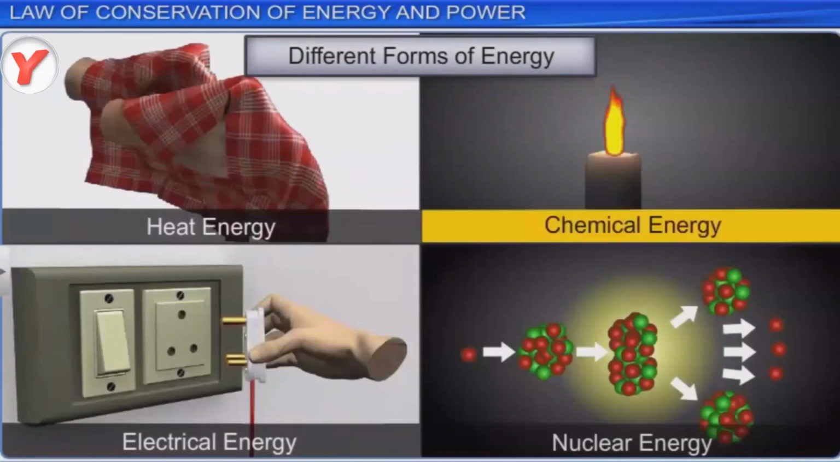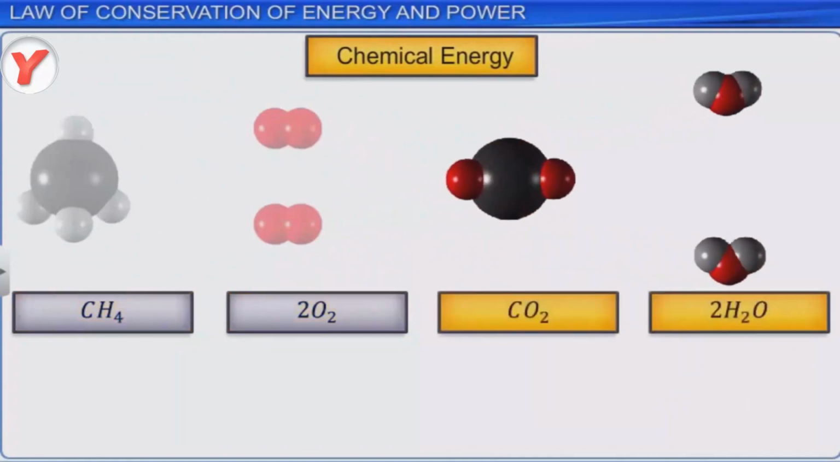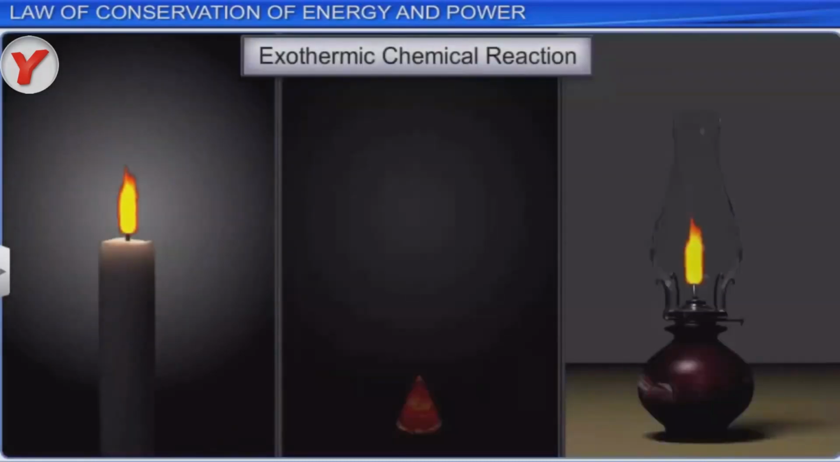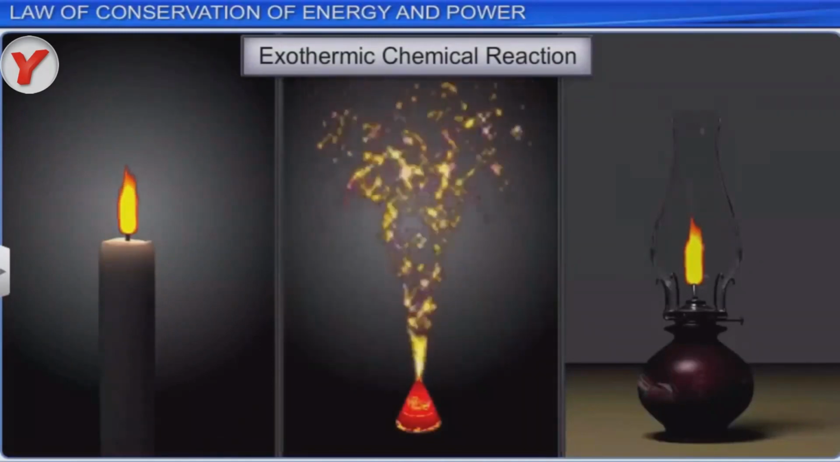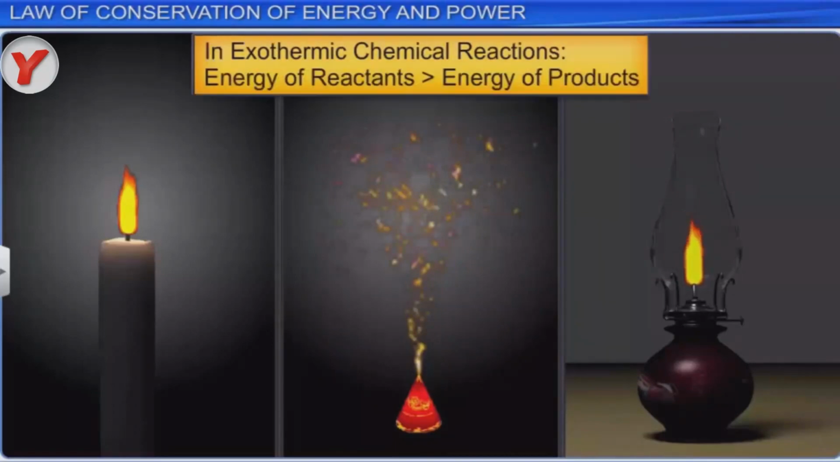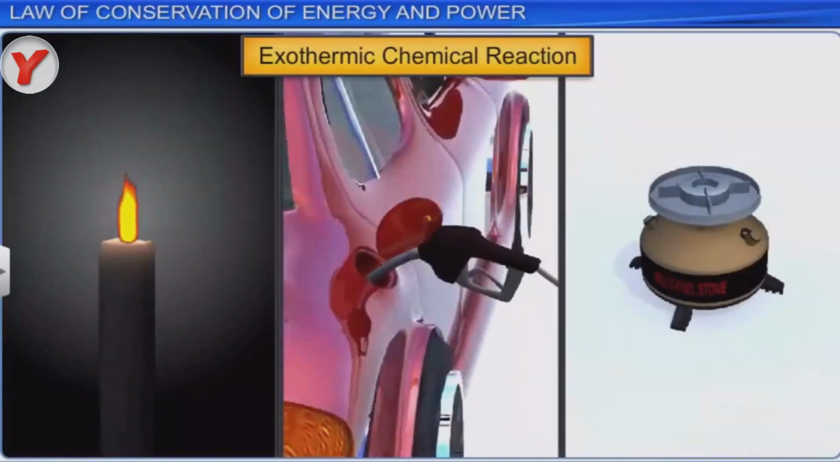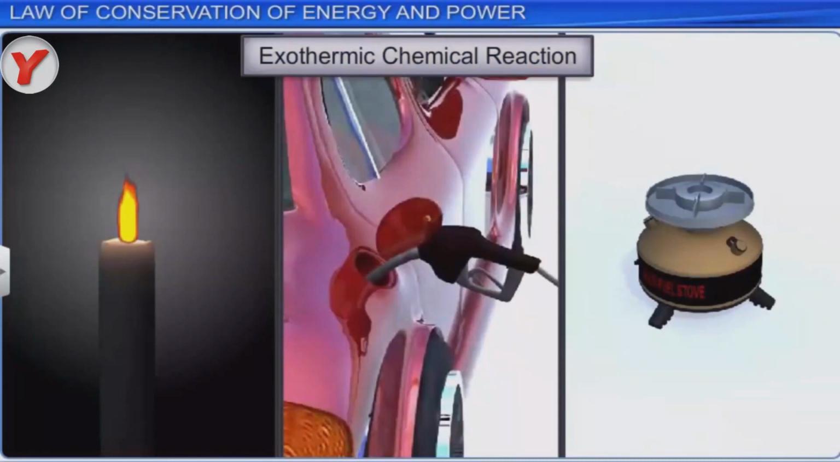Let us look at another form of energy, chemical energy. Chemical energy is produced when the molecules of the reactants participating in a chemical reaction combine to attain greater stability by forming stable compounds. The burning of any form of fuel is a chemical reaction. Burning is an exothermic chemical reaction where the chemical energy of the reactants is mainly converted into heat energy, which can later be manifested in other forms. Thus, in an exothermic reaction, the energy of the reactants is greater than that of the products. Hence, exothermic reactions like combustion of fuels are indispensable in catering to our daily energy needs.